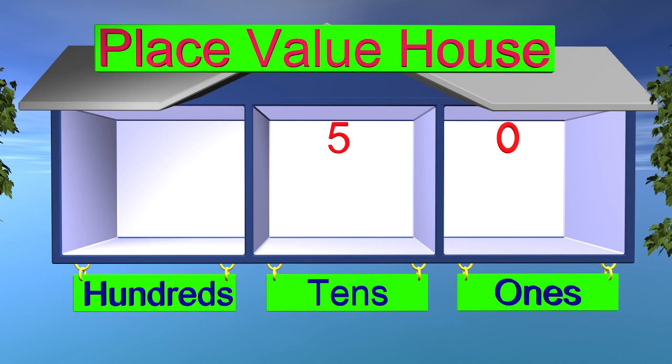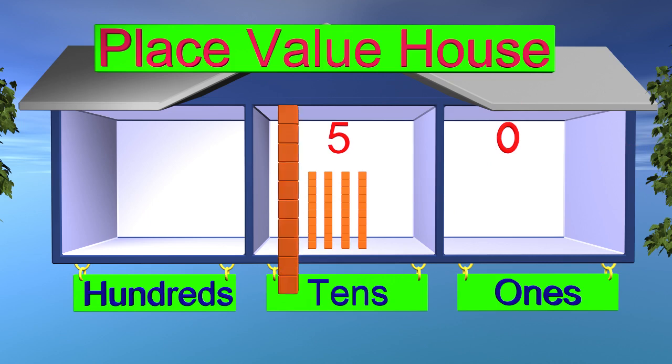Let's look at the number 50 using our place value blocks. We know that to get 50, we need 5 tens. 1, 2, 3, 4, 5. And 0 ones. Each one of these tens blocks is made up of 10 ones. If I counted every individual block in these tens blocks, we would see there are 50 of them.